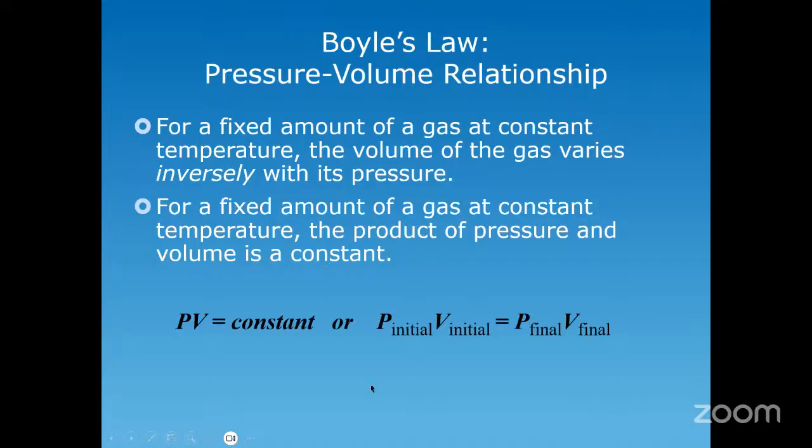Now, mathematically speaking, this is how we express it. PV is equal to a constant, or P initial times V initial is equal to P final times V final, or I prefer P1 V1 is equal to P2 V2. Same thing. Remember that the constraint here is that the amount of gas is fixed and the temperature is constant. So those two variables have to be held constant in order for you to see this law at work.